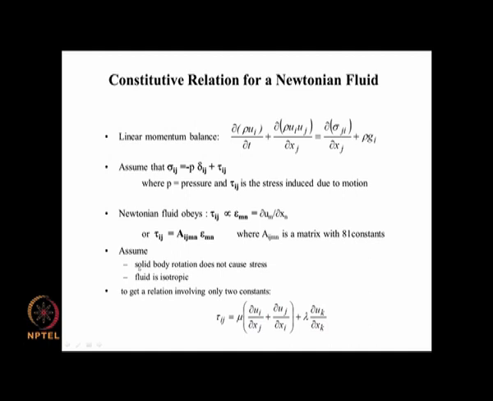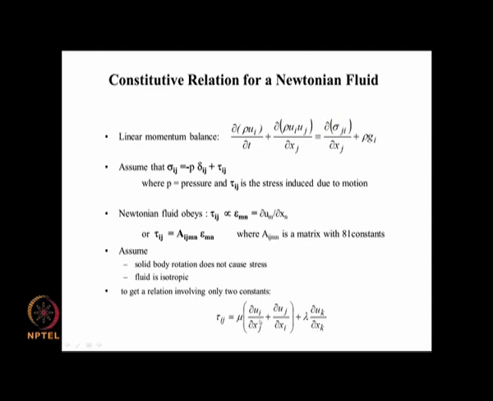If we make the further assumption of the fluid being isotropic, then we have seen that the stress versus distortional strain rate relation can be expressed in terms of only two independent constants, which we call mu and lambda. The relation is τ_ij given by mu times (∂u_i/∂x_j plus ∂u_j/∂x_i) plus lambda times ∂u_k/∂x_k.